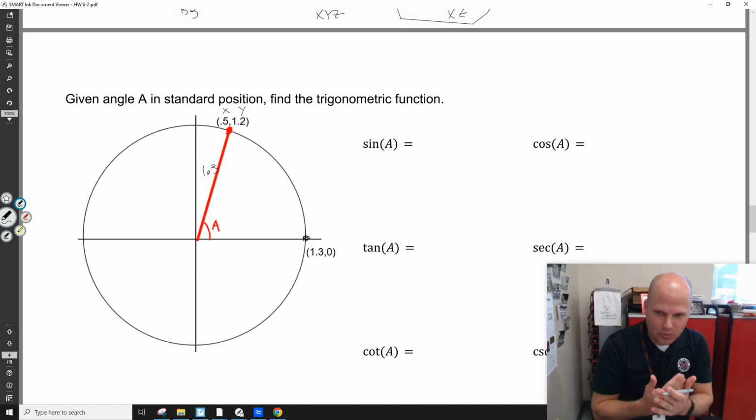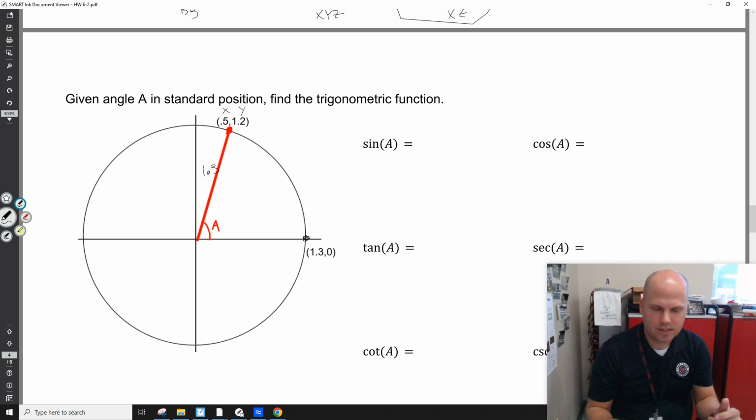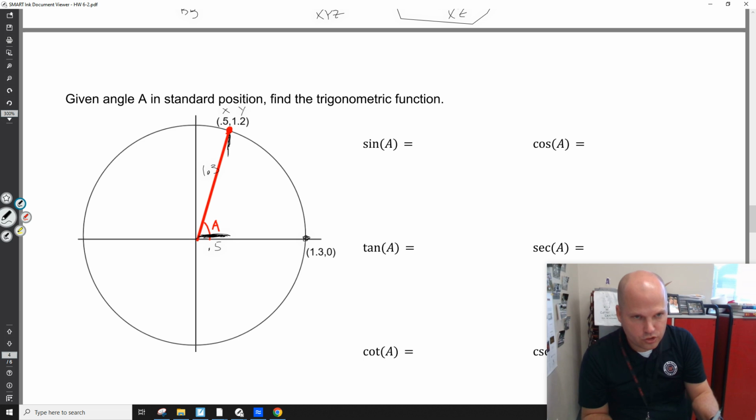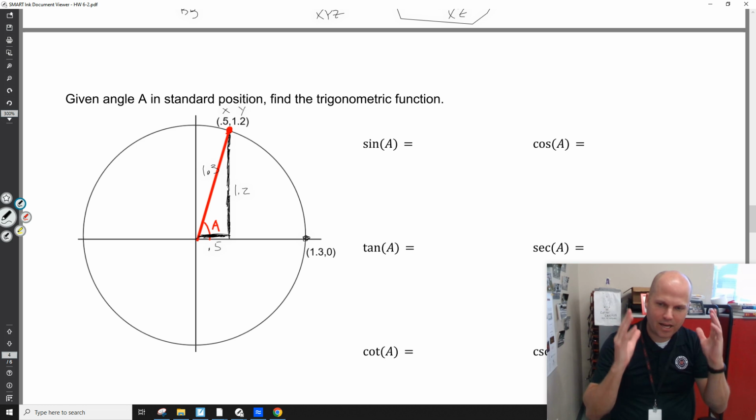What we can do is think about this coordinate as distances. How this x coordinate 0.5 shows our x distance from our origin. The y coordinate 1.2 shows a y distance from the origin to that point. What have we just created? A right triangle inside a circle.